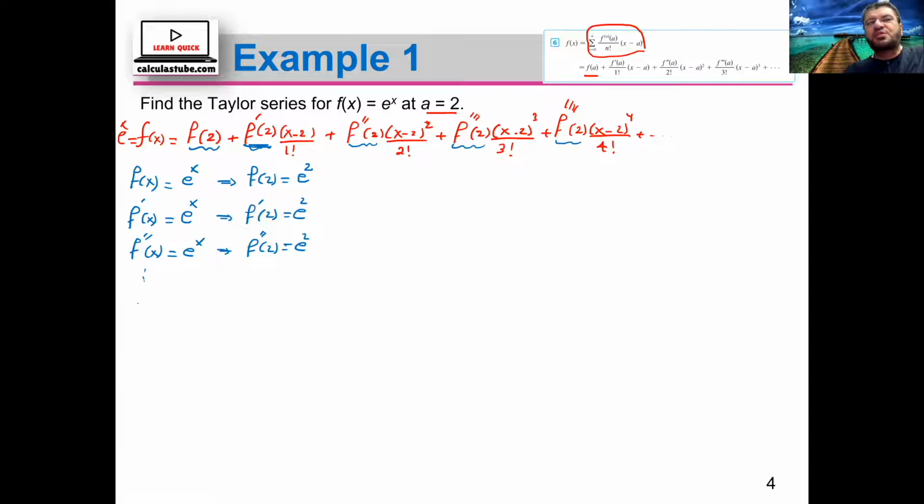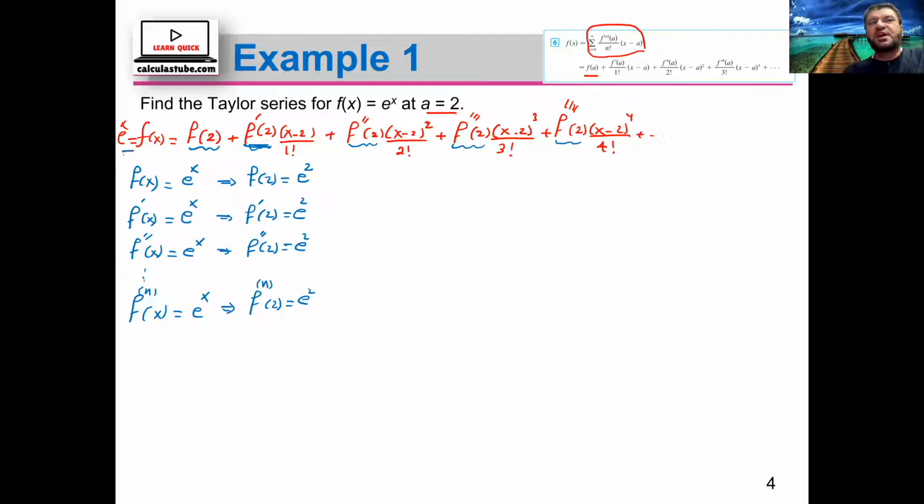And by the way, if you continue here, even up to the nth derivative, it stays e to the x. So this function remains as is. So the nth derivative at 2 is nothing but e squared. No matter how many times you differentiate it, it stays e to the x. So the nth derivative function at 2 remains e squared. So what do we do now?